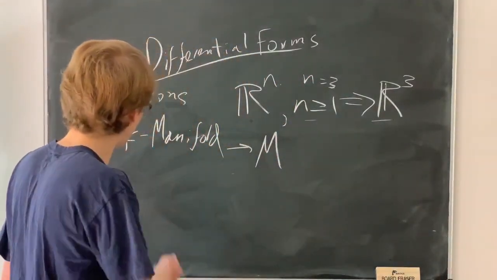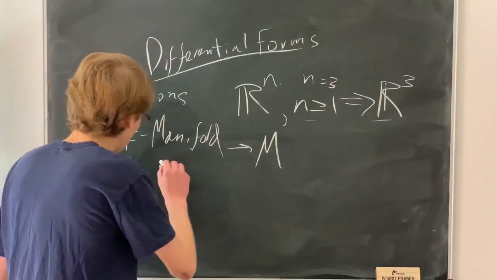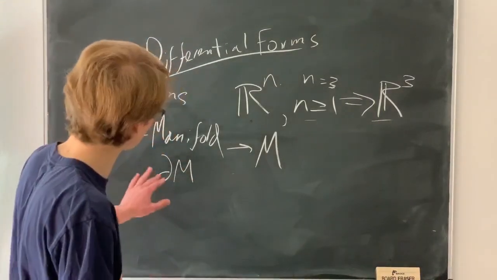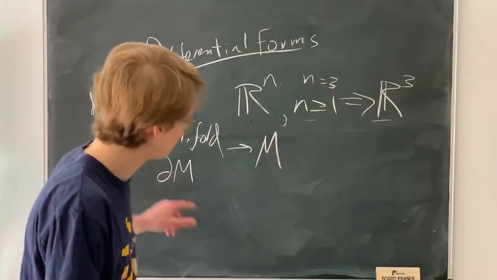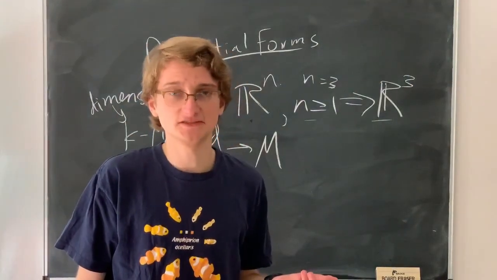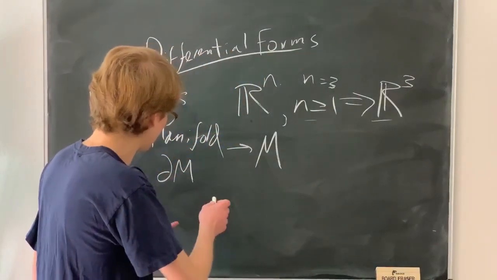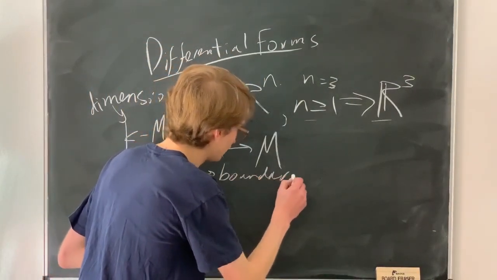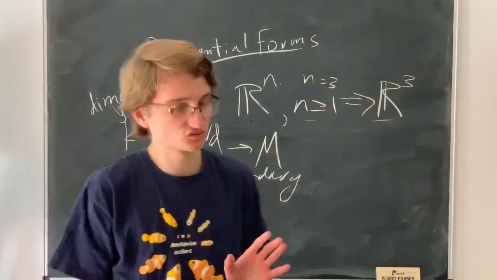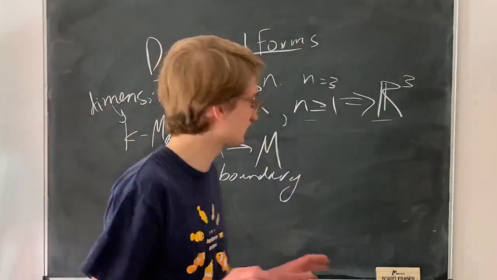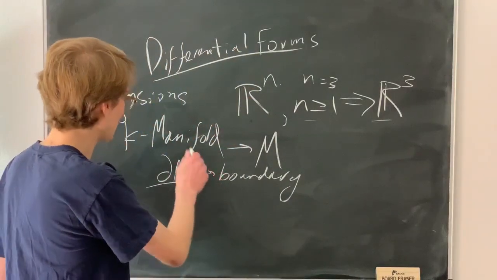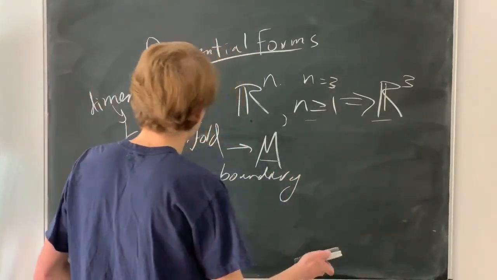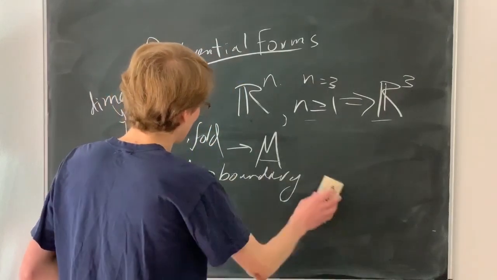Now the other important thing is this. Remember our del operator, or del symbol rather, from partial differentiation. Del M is the boundary of the manifold. So it's just what's on the outside. I'll go way more into this, but that's the boundary of the manifold, and this is the manifold itself. Okay.